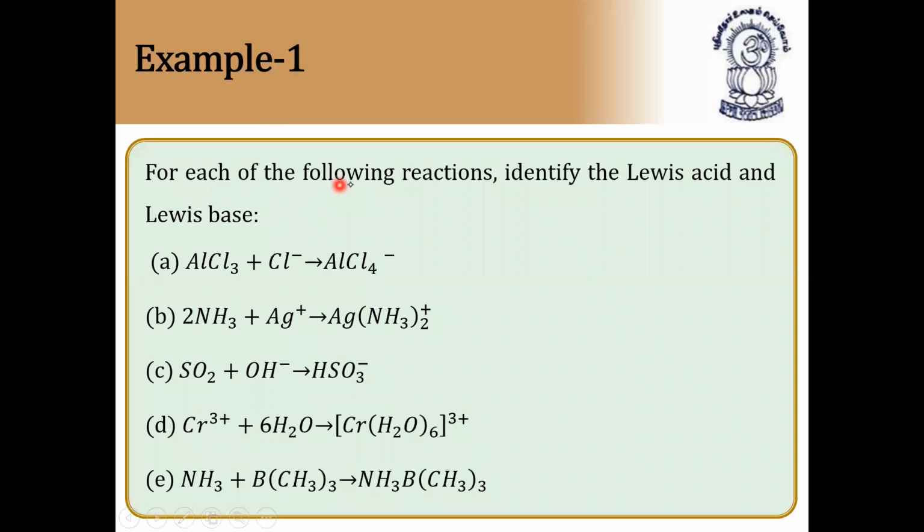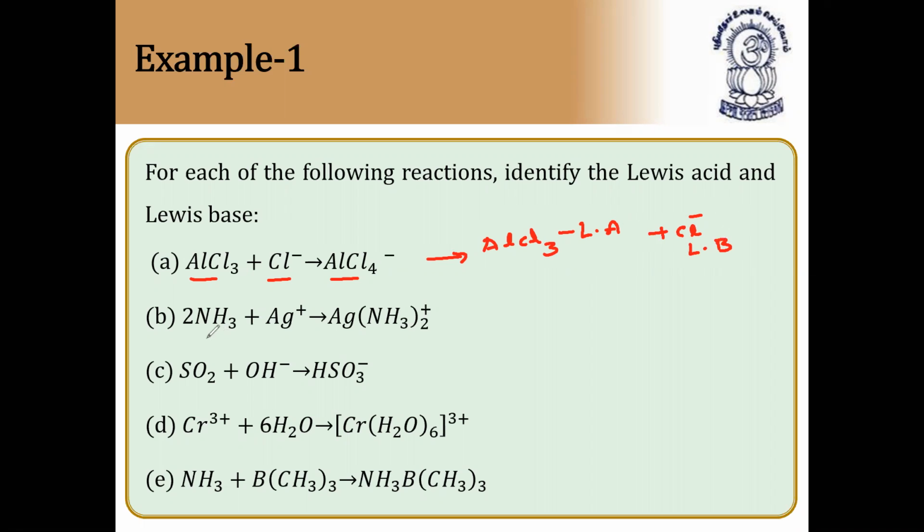Now let us see, for each of the following reactions, identify the Lewis acid and Lewis base. Very, very important. So here, AlCl3 plus Cl minus gives rise to AlCl4 minus. AlCl3 is electron deficient, so it is a Lewis acid, and Cl minus contains a lone pair of electrons. Cl minus donates its lone pair of electrons to AlCl3, so it is a Lewis base.